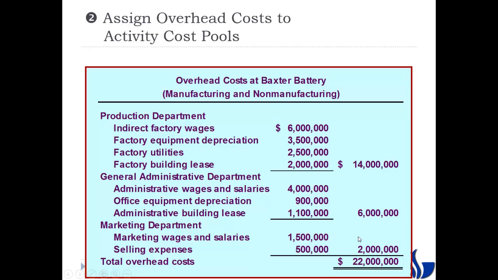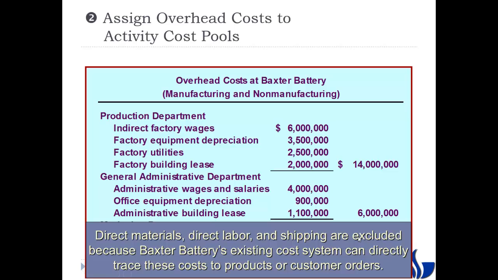Now what about shipping costs? Why aren't those on here? Well, we're going to assume that direct materials, direct labor, and shipping are excluded from this here because they are directly traceable to the products or the customer orders. Those are direct costs, and we only need to deal with indirect costs here.